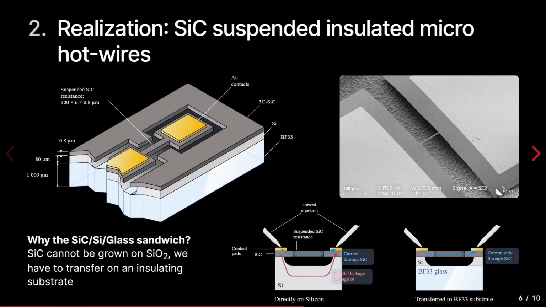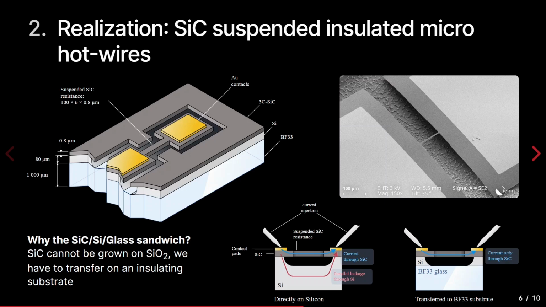So this is what we've done. So we did this little wire, silicon carbide wire, which is 100 microns across, 6 microns wide, and 0.8 microns thick. So you may ask why this complicated structure, like why this silicon carbide, silicon, glass sandwich. There are two stakes here.